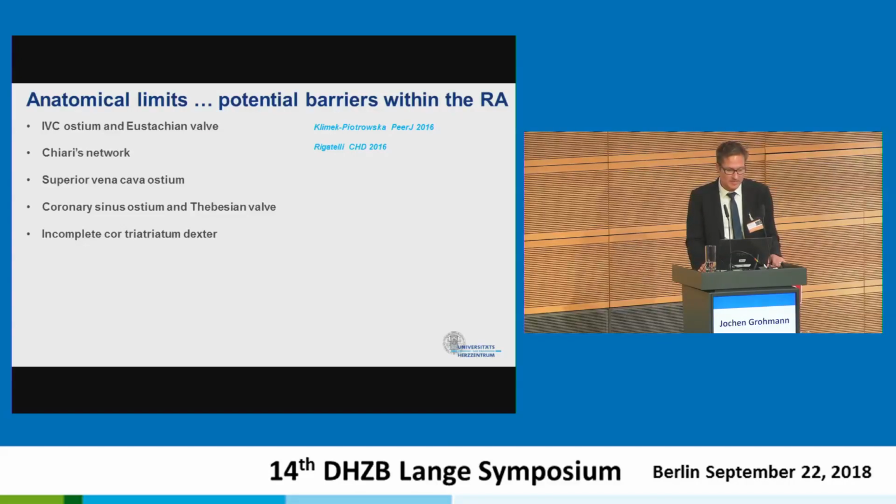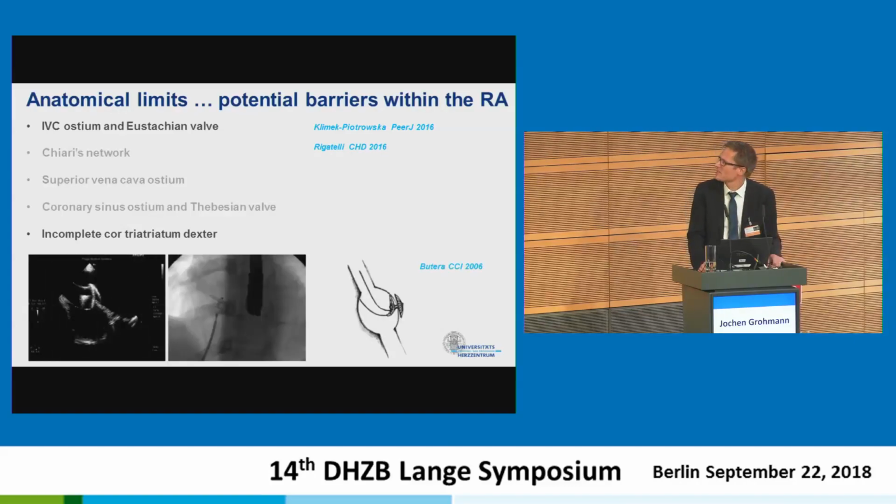Other anatomical limits are from the fetal or embryonal period: the Eustachian valve, Chiari's network, the superior vena cava ostium, the Thebesian valve, and I found an incomplete cor triatriatum dexter as possible reasons. But it's stated that Chiari's network, the superior vena cava and the Thebesian valve usually are a real obstacle.